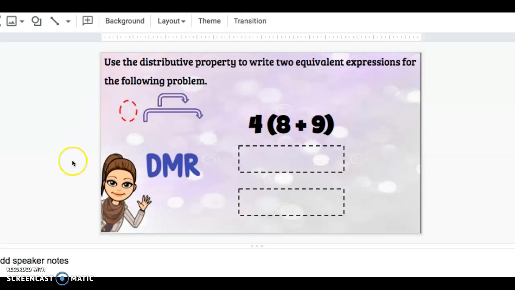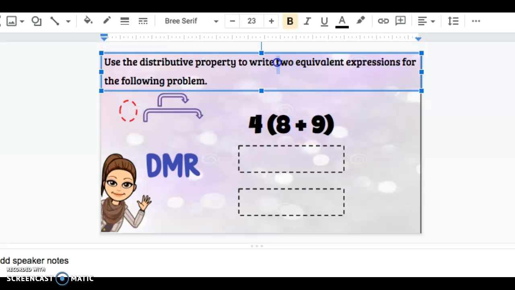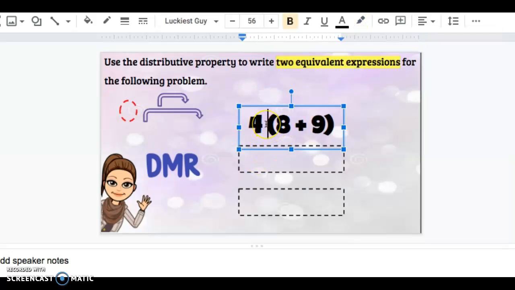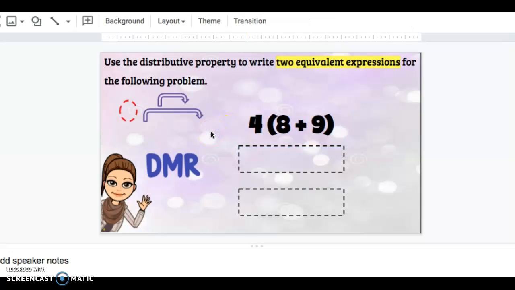Okay, so for DMR today, you are going to use the distributive property to write two equivalent expressions for the following problem. So when they say two equivalent expressions, they want two expressions that equal this: 4 parentheses 8 plus 9. So if we had to do the distributive property, we follow the steps.